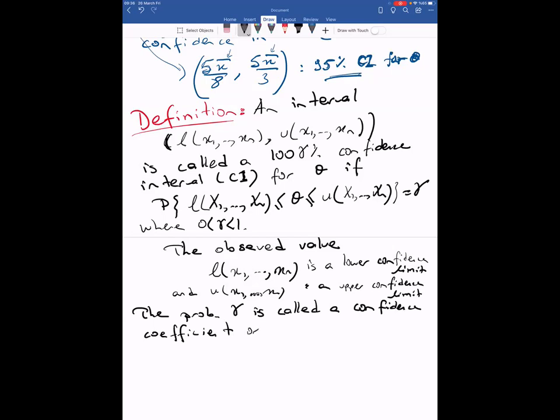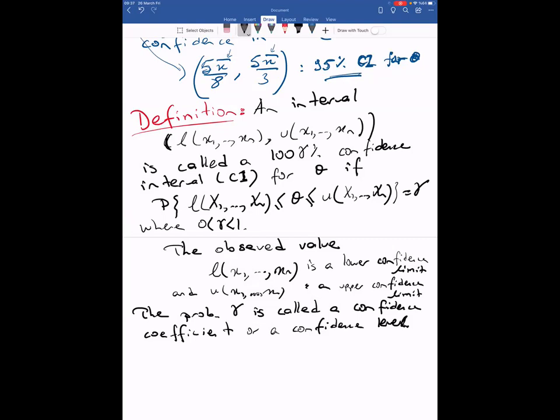Or confidence level. Okay, so how confident are we to say that our theta may lie between L and U? Okay, so we finish that.